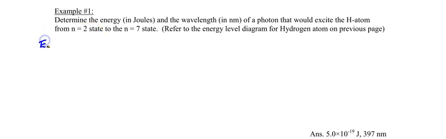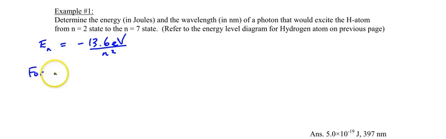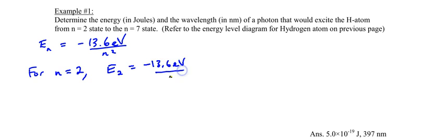Remember that the energy in general for a hydrogen atom is negative 13.6 electron volts divided by n squared. So if we were to look at the excited state of n equals 2, our energy would be equal to negative 13.6 electron volts divided by 2 squared. This gives us an energy of negative 3.4 electron volts. This is also listed on the energy level diagram that's in the previous page of the notes.